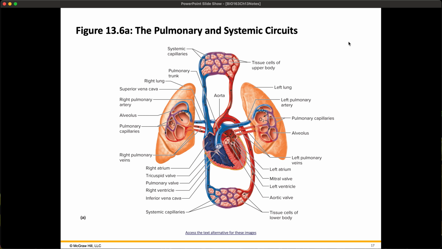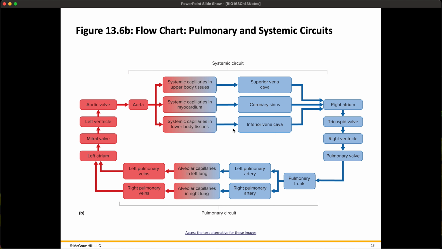Here's that diagram again. You should be familiar with this. Same thing if you like to see it written out versus in an image shape.